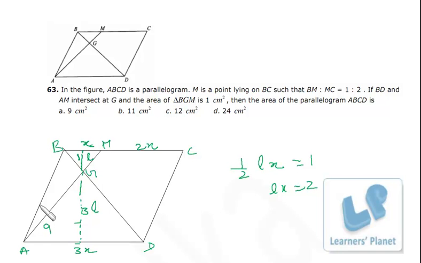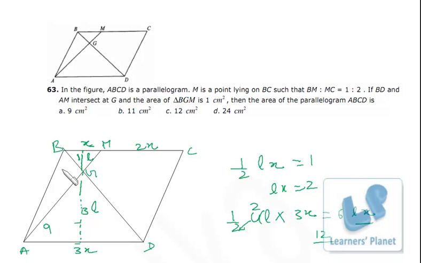See, the altitude of ABD will also be the same. That is L plus 3L, 4L. So half into 4L, and the base of triangle ABD is AD, that is 3x, right? So it is actually 6LX, that is the area of triangle ABD. The value of LX is 2, so 6LX will be 12. That will be the area of triangle ABD.